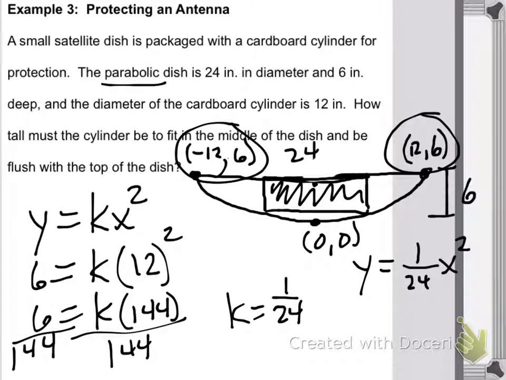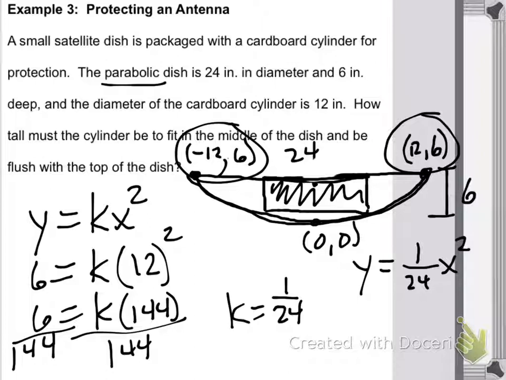Now, that would make sense if you think about it, because the parabola is wider. That means that your number in front of x is going to be very small, 1/24. So that's how we know that it's wider, we have the smaller fraction.